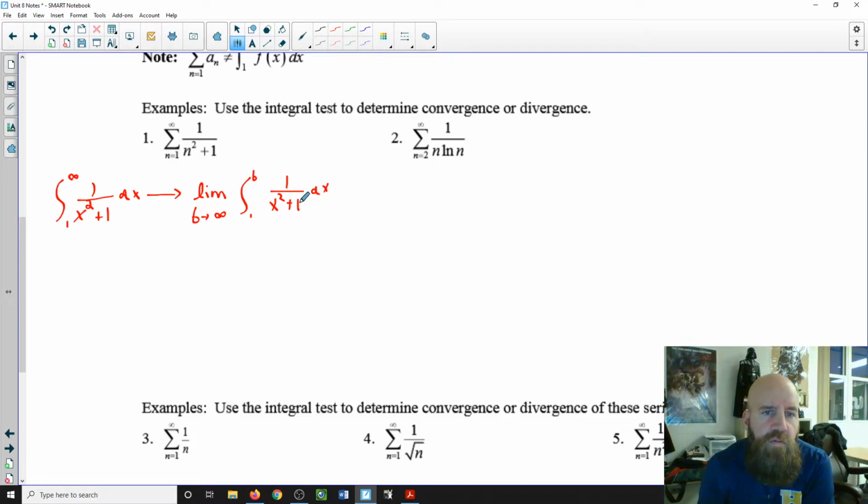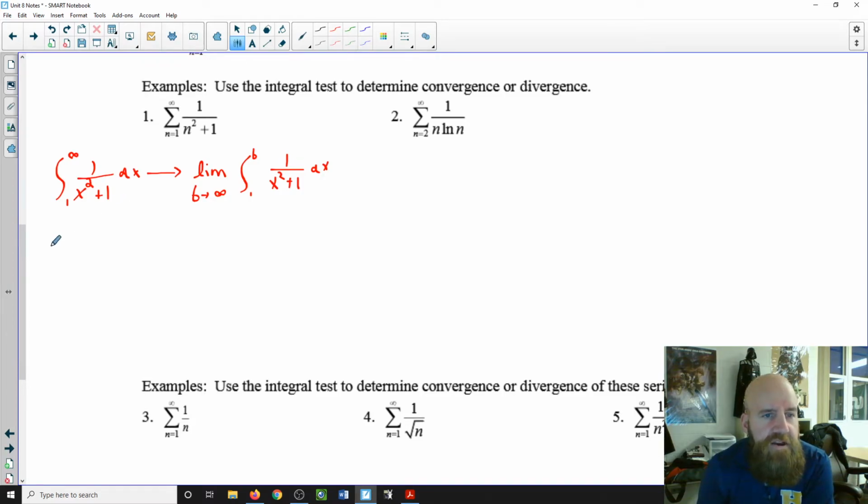So the integral of 1 over x squared plus 1 is going to be arctan, or inverse tangent. So we're taking the limit as b approaches infinity for arctangent. And we're evaluating at b, so I'm skipping a step here. So we're going to evaluate it at b minus arctan evaluated at 1. Okay, so we're taking the limit of this whole thing.